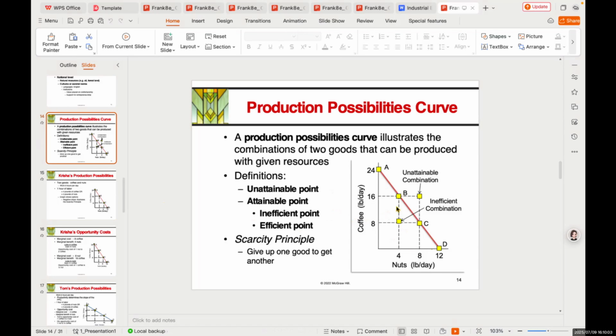Well, even if you use all the resources efficiently, there's still some level of output that you can't reach. A set of these points are above the production possibilities curve, and they are the unattainable points. And the situation that you give up 1 hour to produce nuts to produce coffee also gives you a further illustration of the scarcity principle.